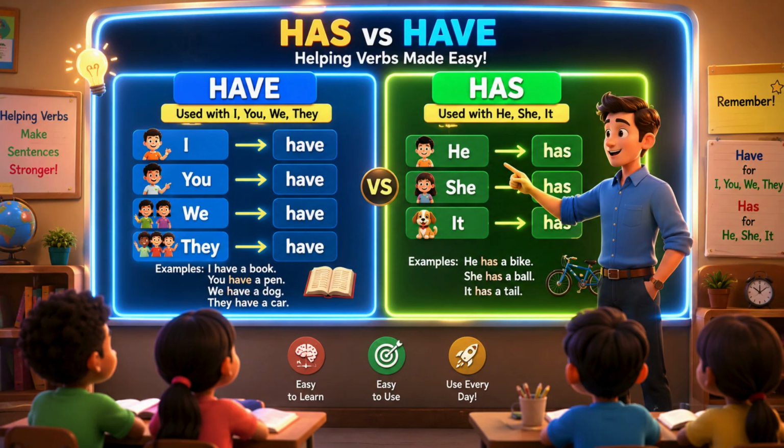Now let's clearly understand the use of has and have. This is very simple, but very important. We use have with I have, you have, we have, they have. Now we use has with he has, she has, it has. Let's look at some examples.